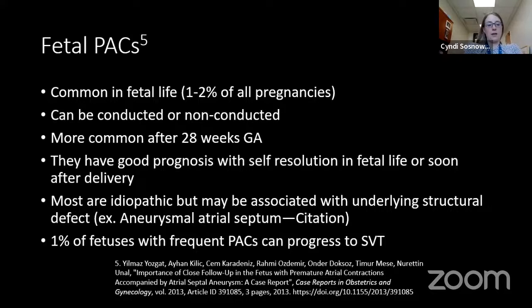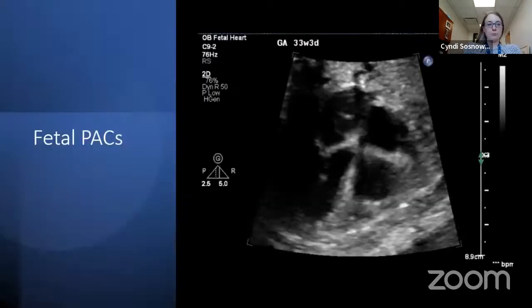Most of these are idiopathic, but can be associated with some of the same factors as fetal sinus tachycardia, particularly caffeine intake, hydration, illness, but also can be associated with some underlying structural defects, most notably an aneurysmal atrial septum, which I've cited below, and I'll show you some pictures as well. And why I talk about PACs here, even though it's not specifically a tachyarrhythmia, is that 1% of fetuses that have frequent PACs, so usually not with infrequent PACs, can progress to SVT.